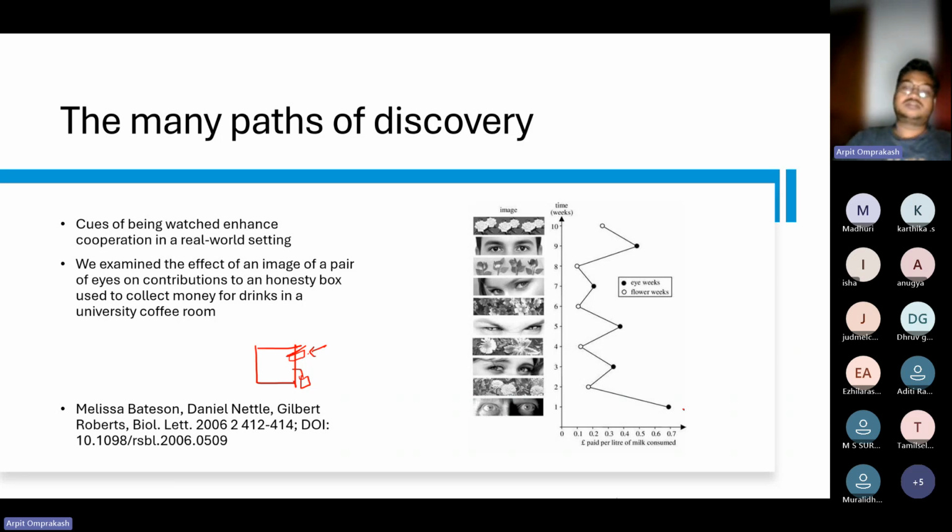Right. So they put up alternate images in alternate weeks, and they're seeing how much money they get for each liter of milk consumed by the people. Right. So experiments like this are small experiments that we can also do in our labs, in our apartments, in places where we are staying and so on.